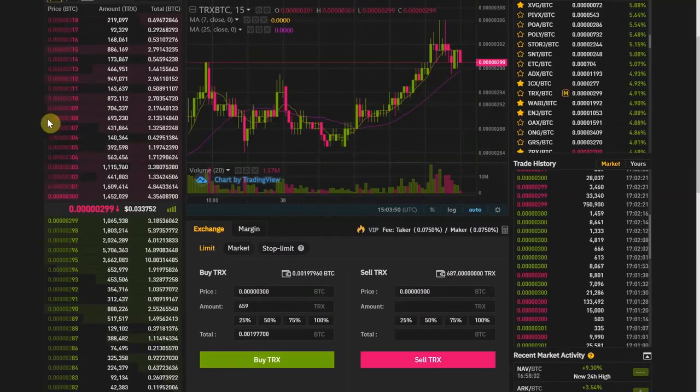The cool thing about this is the order book, where you see all these orders before yours, just 4 BTC worth of TRX. So if you place an order to buy here at 292, you will have to wait for all these guys to have their orders cleared. So it may take a while, okay?